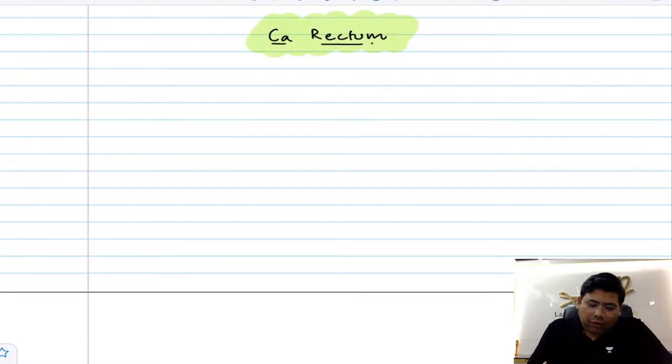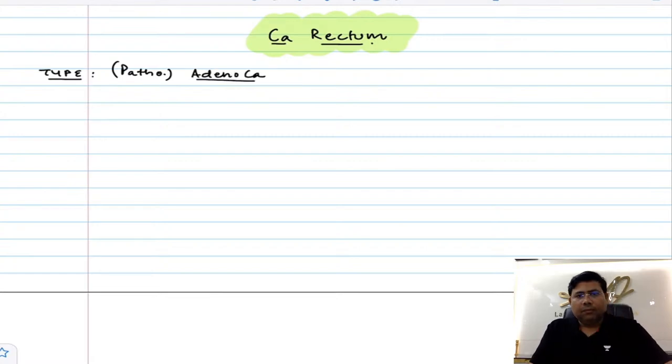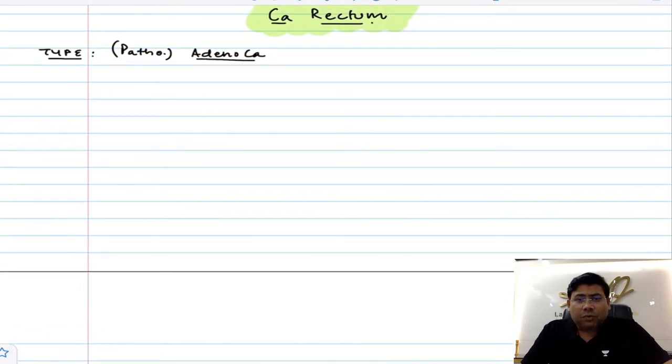So CA rectum, when we talk about it, the properties are the same as CA colon. If you talk about the types on the basis of pathology, we have adeno CA. There are a variety of types of adeno CA. Now, in CA rectum also, there are two, three important things.